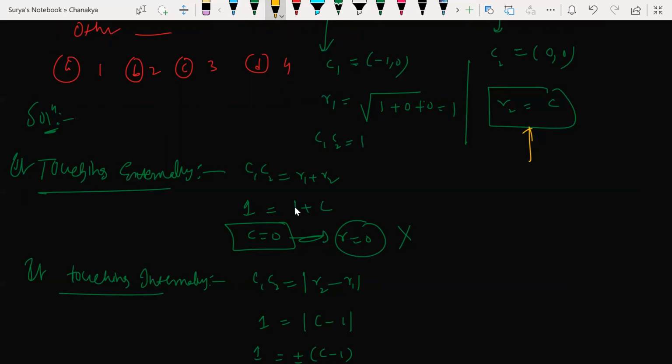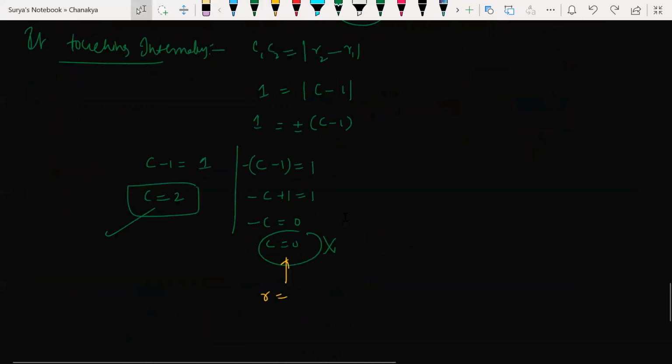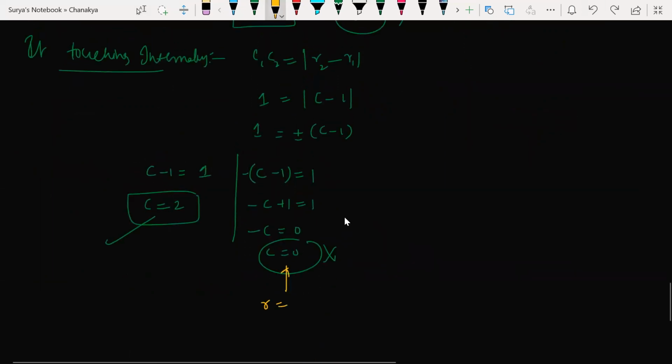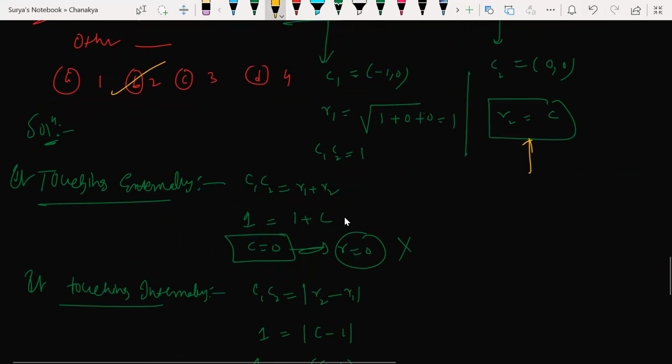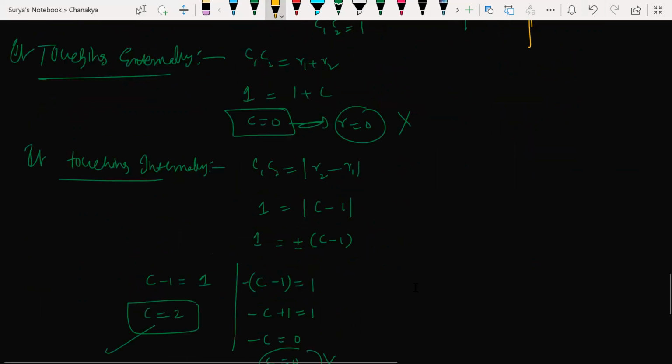Radius 2 cannot become a 0. If it becomes a 0, I cannot frame a circle. Yes, in fact, it is a point circle. You can't frame a circle which is visible. Alright. So, in fact, you don't have any option with a 0. So, of course, C value can't be 0. So, finally, C value is what? 2 is the right answer. Right? Getting my point, children?